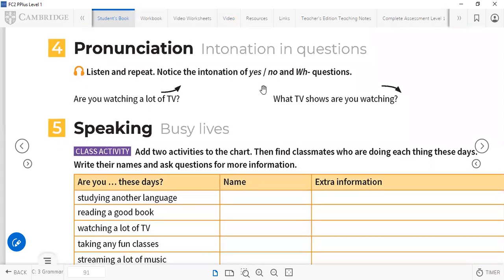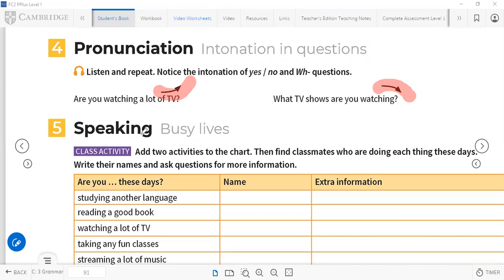Observe pronunciation, intonation in questions. Listen and repeat. Notice the intonation of yes/no and wh- questions. Are you watching a lot of TV? One example. What TV shows are you watching? So in this case, we have to identify the intonation. This is the part of the elevation, right? And that is when we count and we go down, so it goes down.